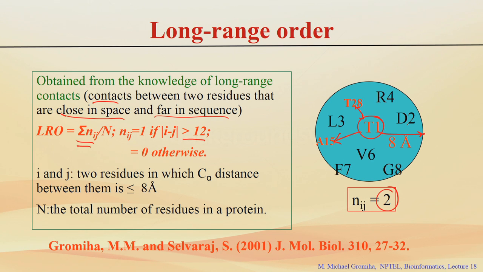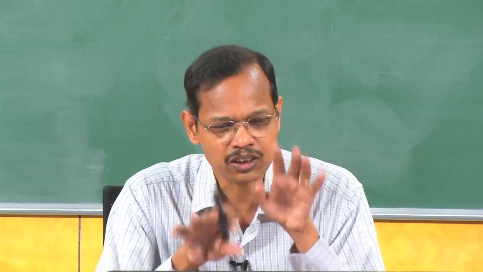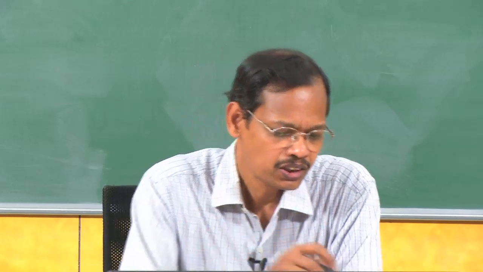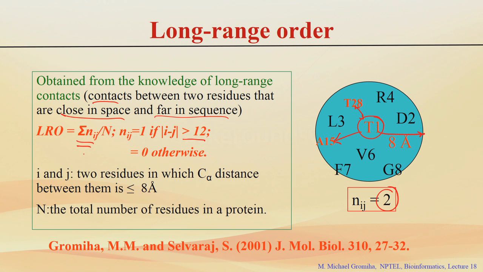For example, D2, so you can construct a sphere around D2 and identify the residues which occur within the limit of 8 angstrom, and see which residues are separated by a distance of 12 residues. You can add up the numbers. So, for the whole protein you can add up, and normalize with N, the length of the protein, the total number of amino acid residues in a protein. So, in this case you can calculate the long range order.